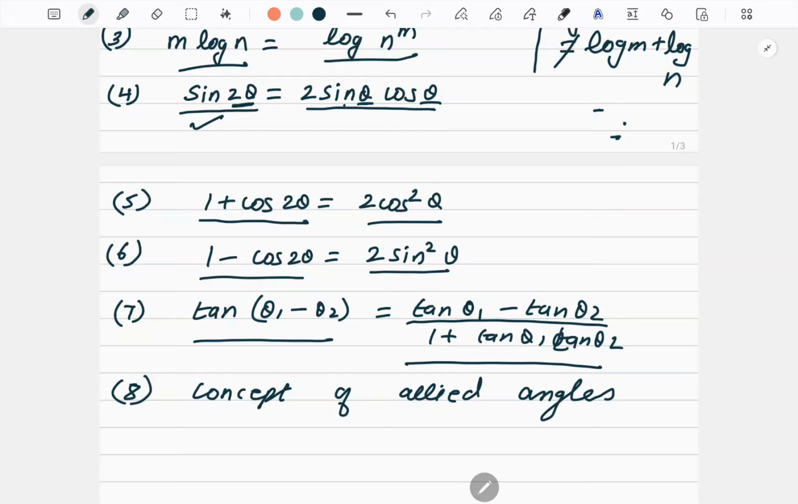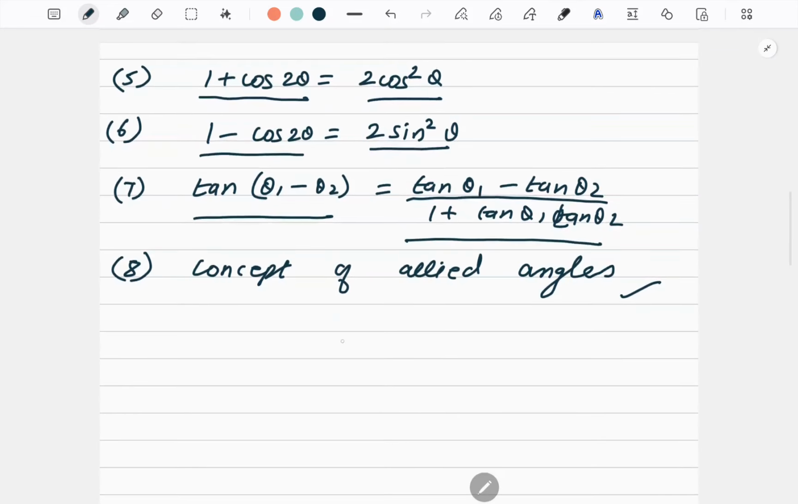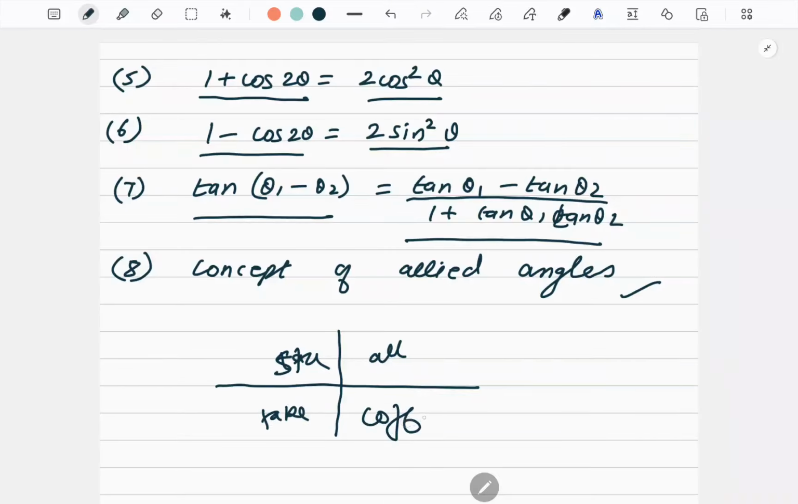Okay? And then very important concept where most of the student face problem is the concept of allied angles. Now I will not suggest you to mug it up. Actually, you have learned this in 12th grade. If you remember, you used to say like that, all students take coffee, right? And then we say in first quadrant, all trigonometric functions are positive. In second, sine is positive. Third, tan is positive. And fourth, cos is positive.